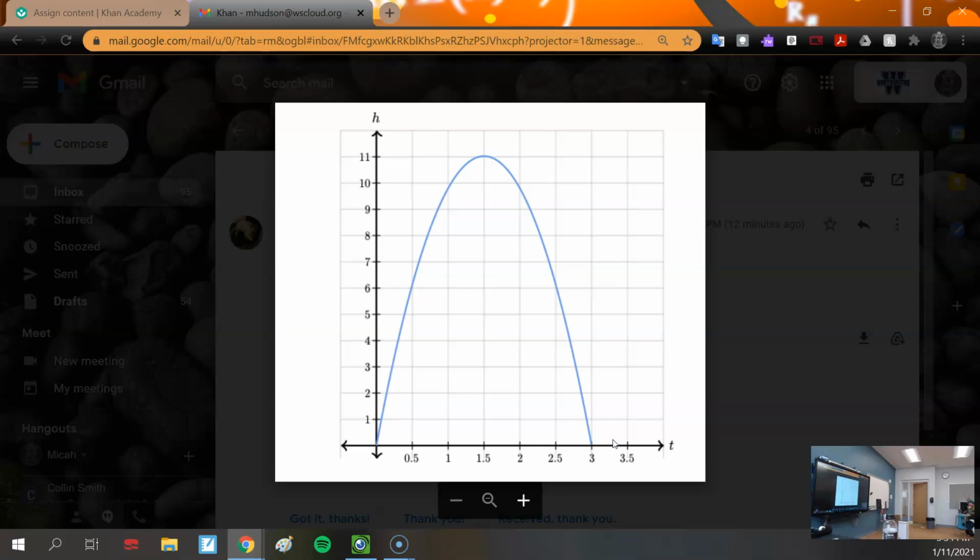But yeah, so hang time is from 0 back to 0. So 3 seconds. Oh, 7. Because from the height of 0 back to the height of 0.